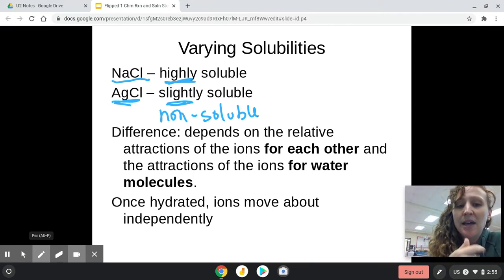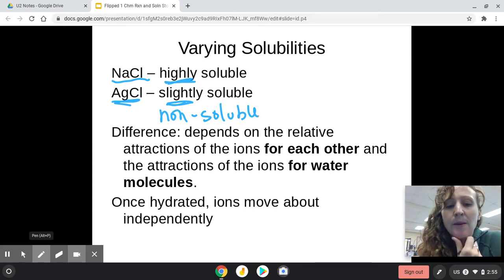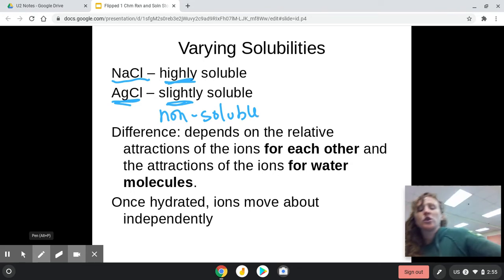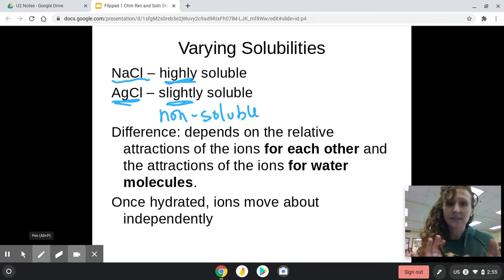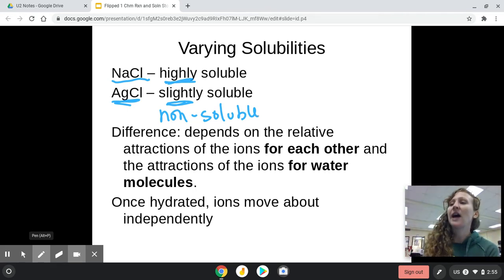The difference depends on the size of the ions, how attracted the ions are to each other, and how attracted the ions are to water. So you can think of it as a balance. If I tell you that something is highly soluble, then you should be able to tell me if it has a higher attraction for water or for each other, right?